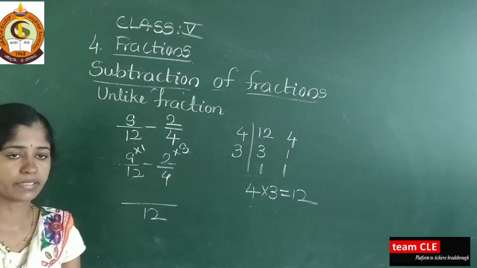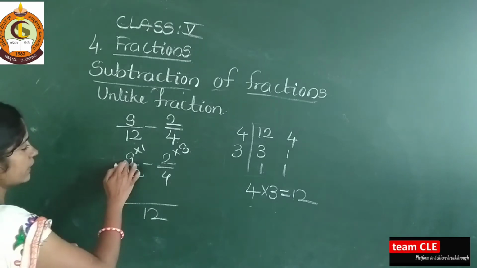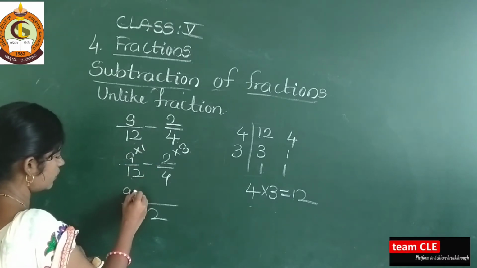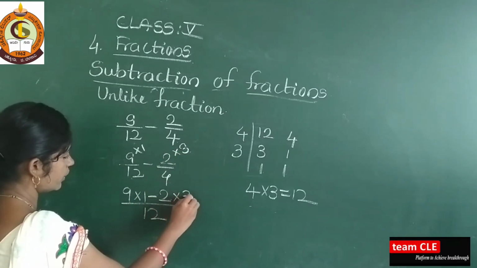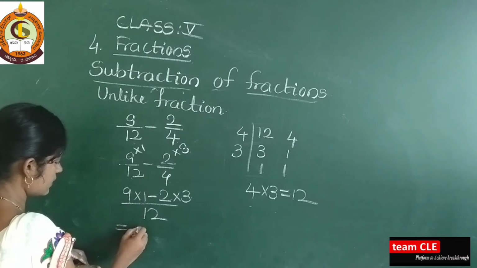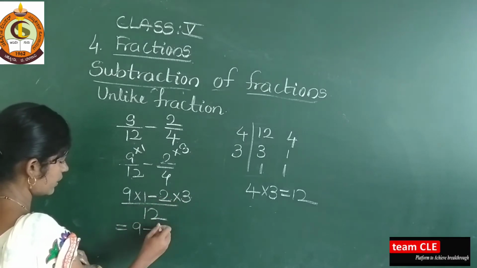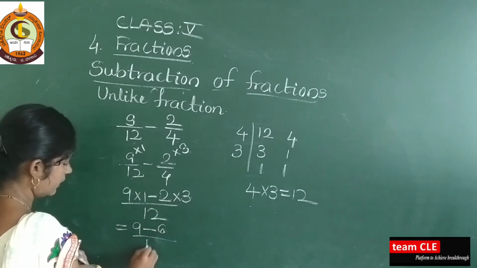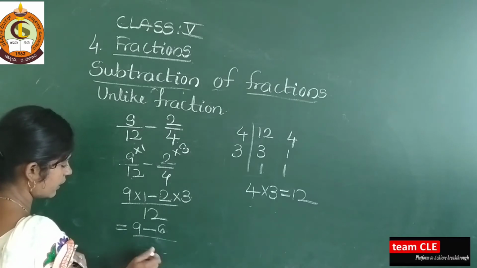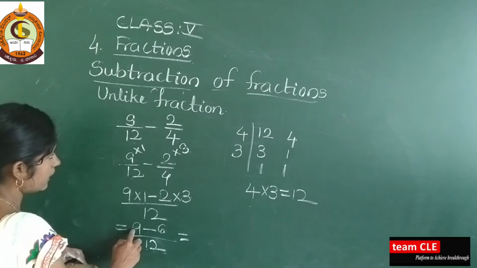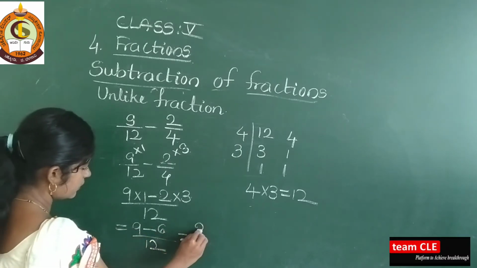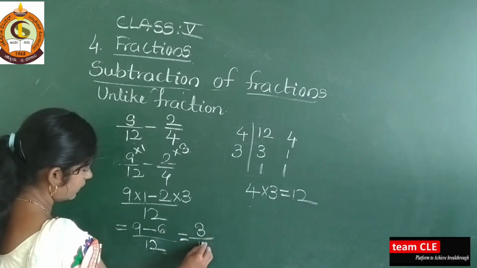So please keep practicing. Next, here 9 ones are 9. 9 into 1 minus 2 into 3. 9 ones are 9 minus 2 3s are 6, by 12. Here you write 12. Next, 9 minus 6 is 3, and here you write 12.